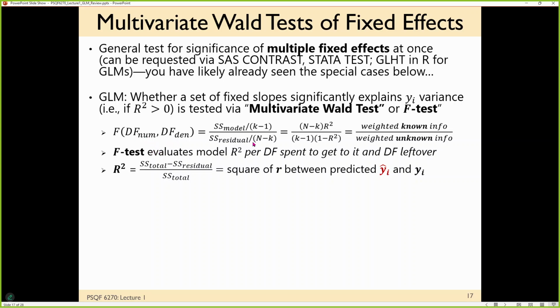So this test is essentially saying per slope, what is the contribution of the slope to the model relative to what we know from it, relative to what is unknown. So this is where we were in sums of squares land in linear regression.